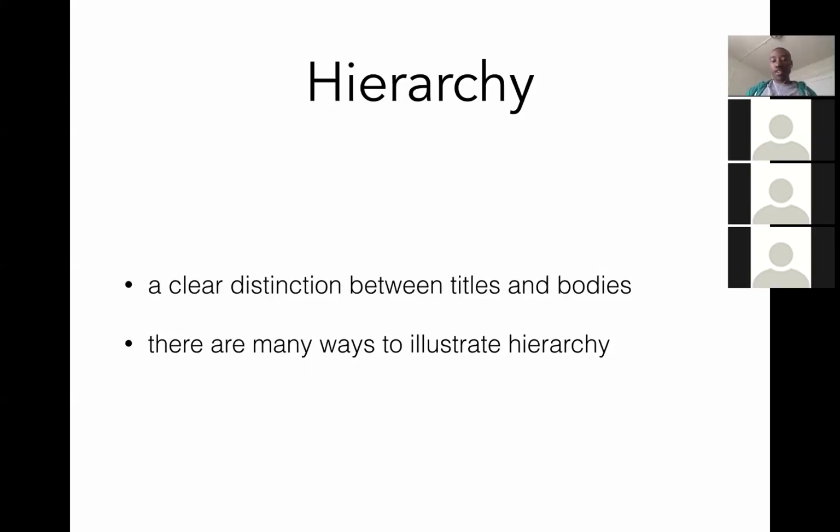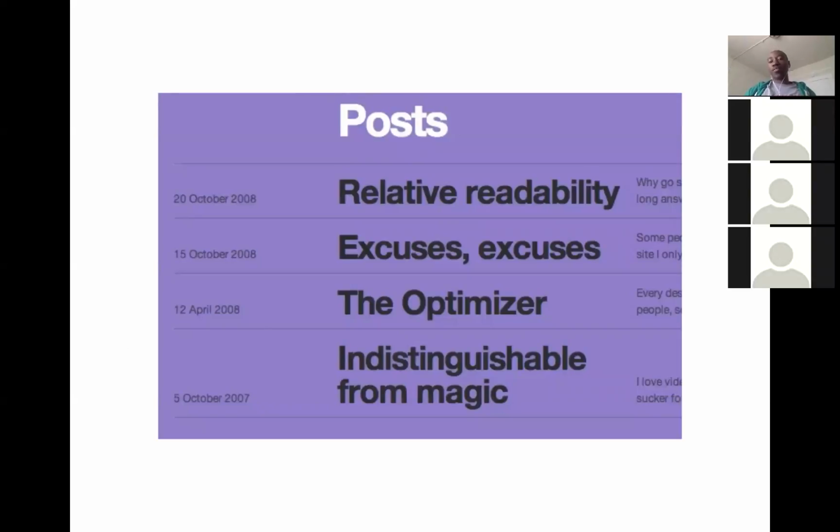But you can also use color. Color is a great example of illustrating the hierarchy of text. Over here, we have this example where "posts" is in white, but it's the same size and weight as all the other ones, relative readability, optimizer, all these other ones. But you can immediately tell intuitively what the main title is and what the subsections are, just by color and by contrast of color between the two of them.